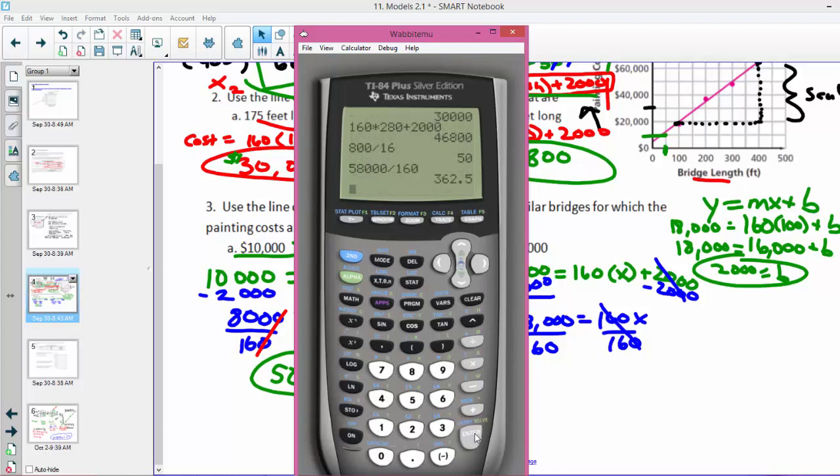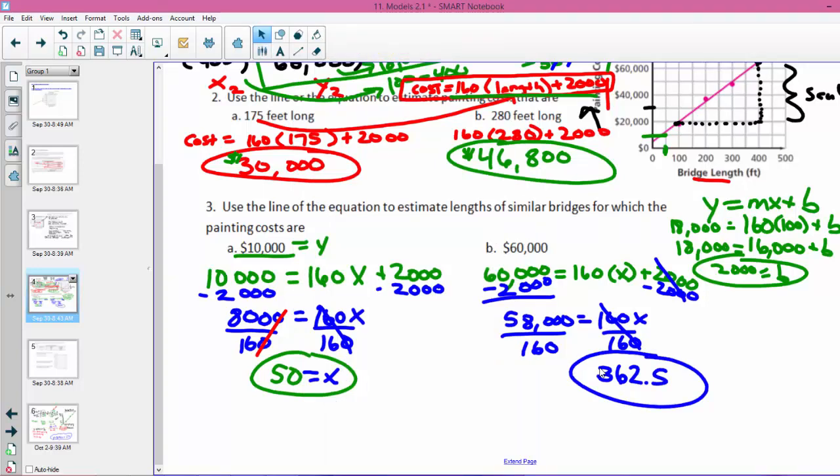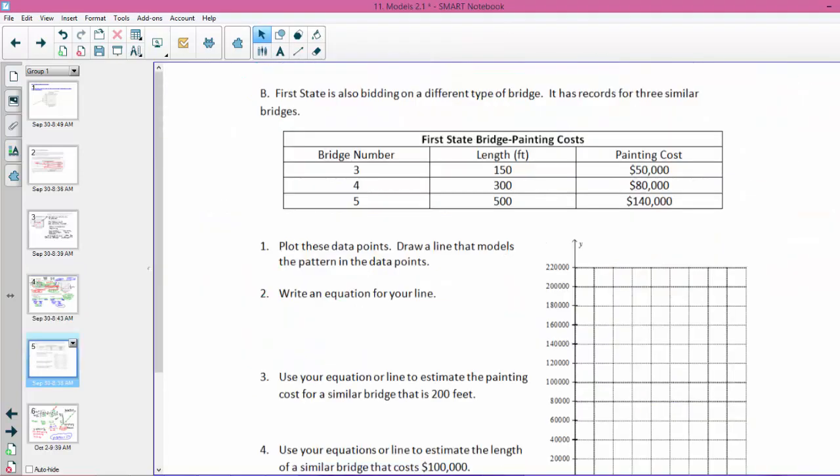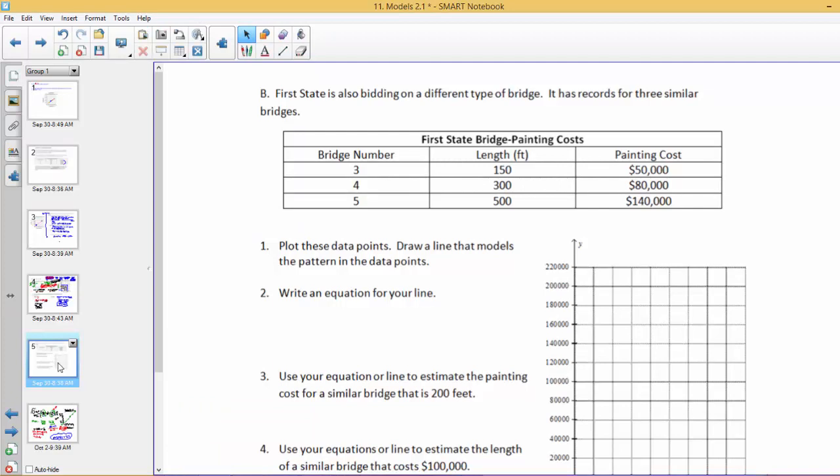So 362.5. That makes great sense. So that's the length. Excitement is not quite over. Or I guess if you just go down on your paper.